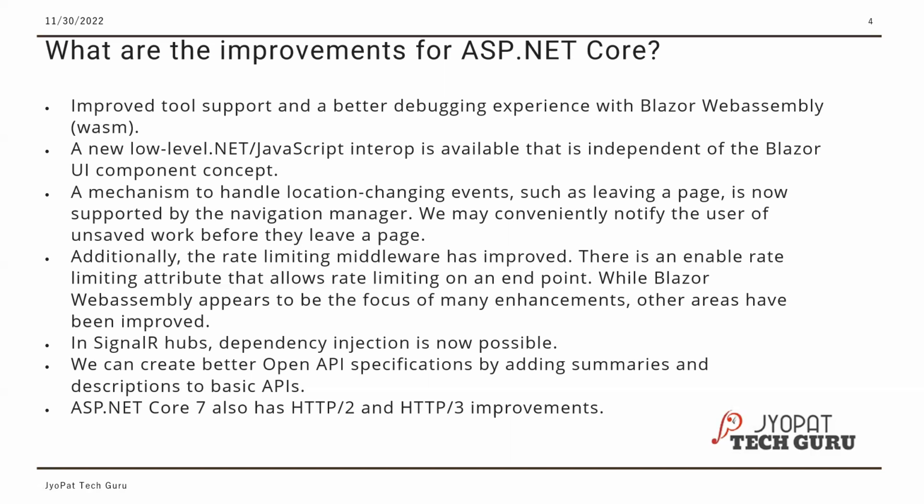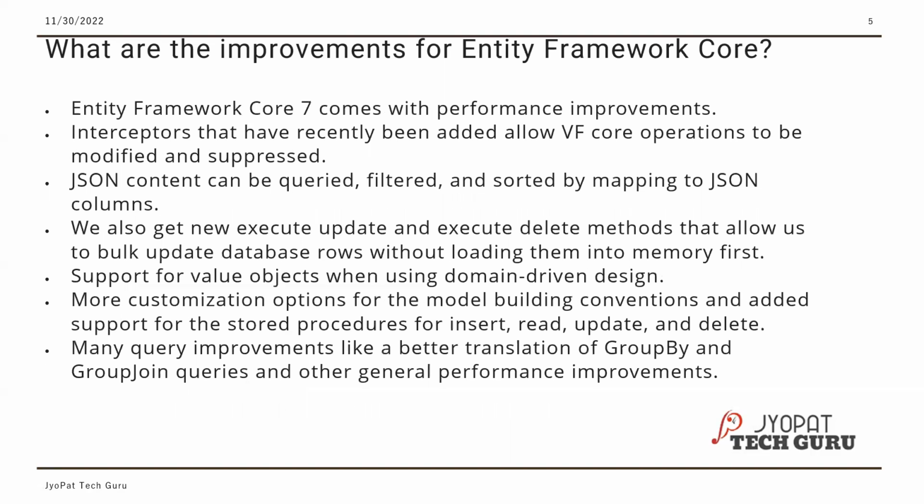In SignalR hubs, dependency injection is now possible. We can create better OpenAPI specifications by adding summaries and descriptions to basic APIs. ASP.NET Core 7 also has HTTP/2 and HTTP/3 improvements. If you have already worked with previous versions of ASP.NET Core, you can compare with ASP.NET Core 7 and see that there are many improvements with respect to HTTP protocols. With respect to Entity Framework Core 7, it comes with performance improvements.